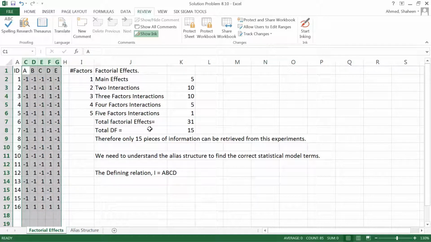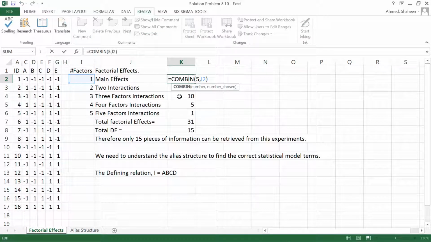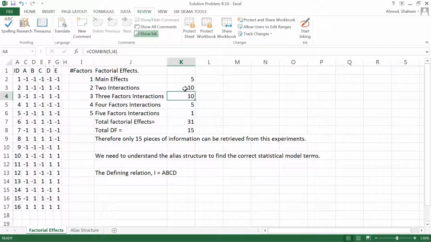Now, if you want to correctly write the alias structure, you need to first know the total number of factorial effects. So what I did is I calculated the main effects. I choose 5 factors from 1, so 5C1 is basically 5. Then 5 choose 2 is 10, and so on. So there are 10 two-factor interactions, 10 three-factor interactions, 5 four-factor interactions, and 1 five-way interaction.